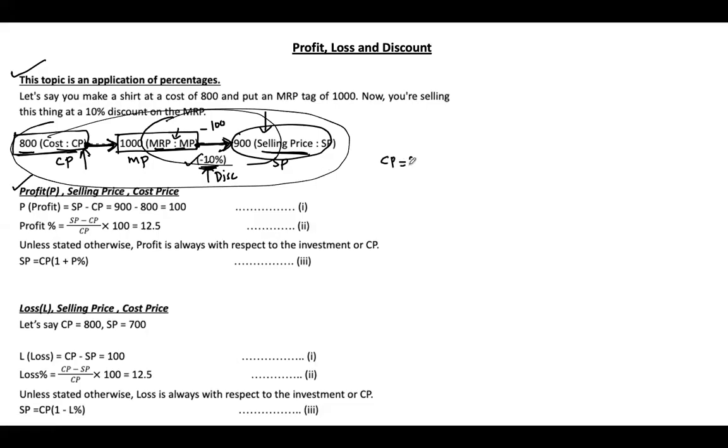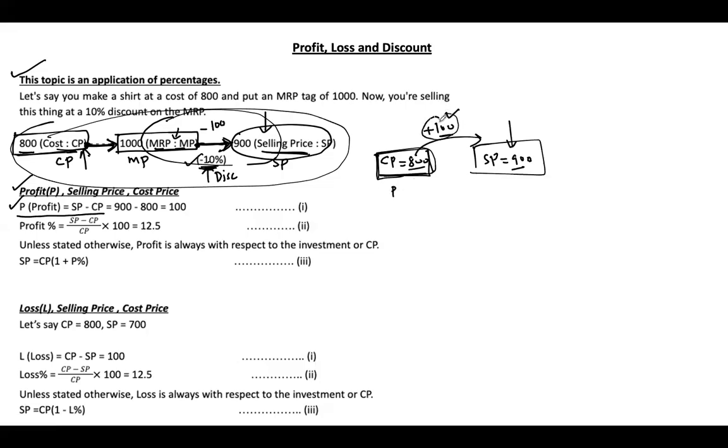Cost price was 800. Selling price was 900. What is profit? Whatever your investment was, which was 800, you got 100 rupees after selling that shirt for 900. So this was your profit. And how did you calculate the profit? Selling price minus cost price. So profit is SP minus CP, one relationship.